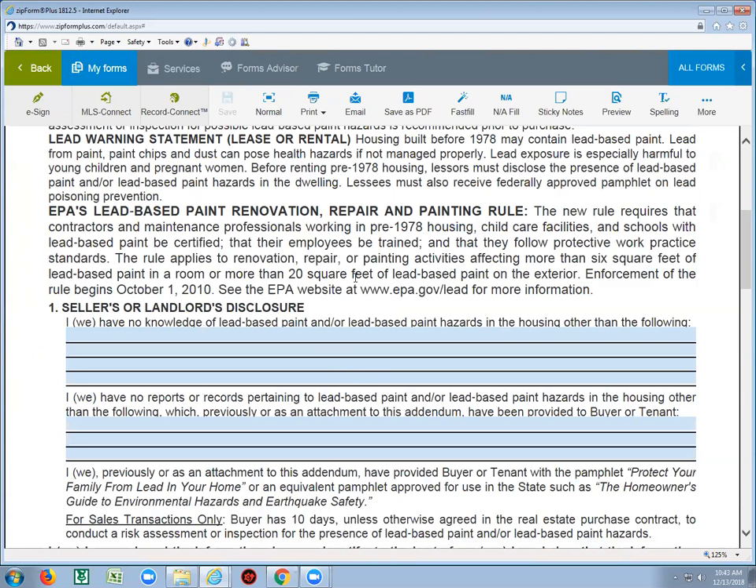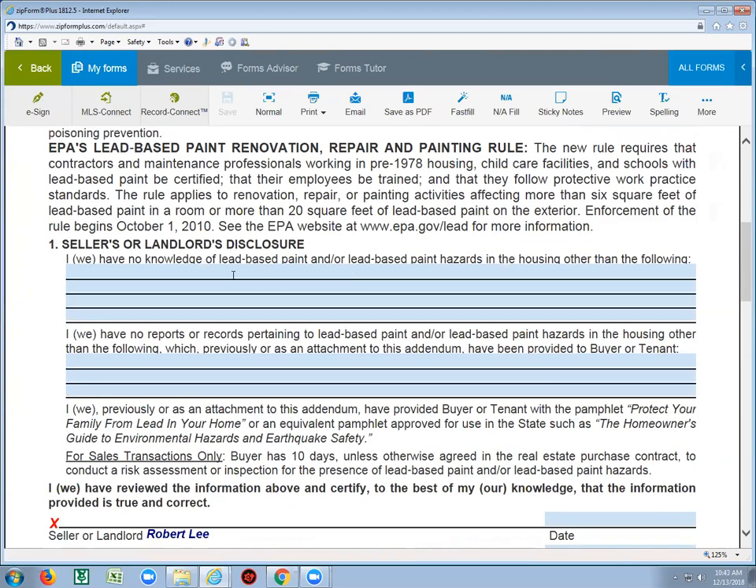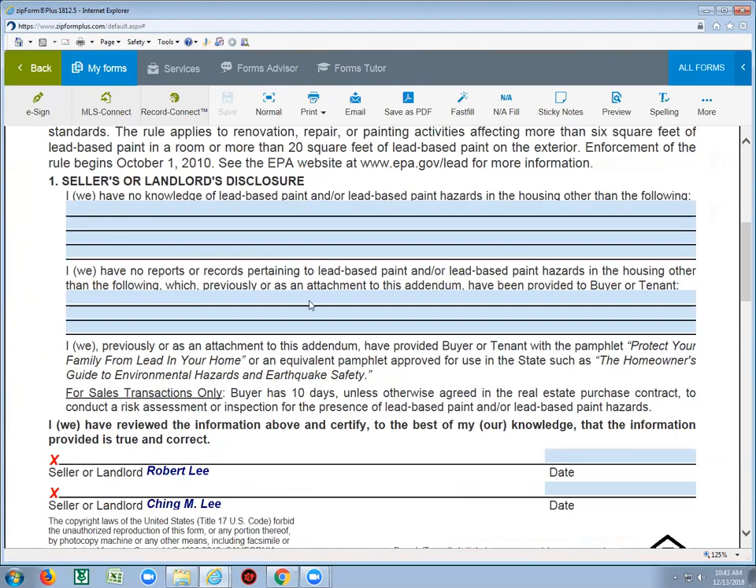Seller, landlord, any disclosure, okay? If we know anything, you need to disclose it and put it right here. So basically, if you don't put anything, we have no knowledge of lead-based paint and or lead-based paint hazard in the housing other than the following. That means for the whole house, we have no knowledge. Second, we have no reports or records pertaining to lead-based paint and or lead-based paint hazard in the house other than the following, which previously or as an attachment to this addendum has been provided to the buyer or tenant. So usually we leave it blank because we don't know anything. When you leave it blank, that's it, no report or no knowledge.